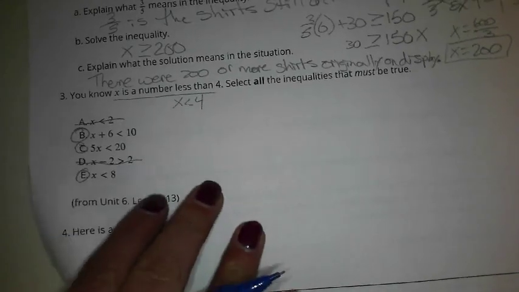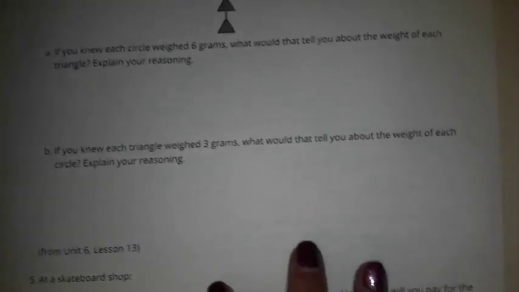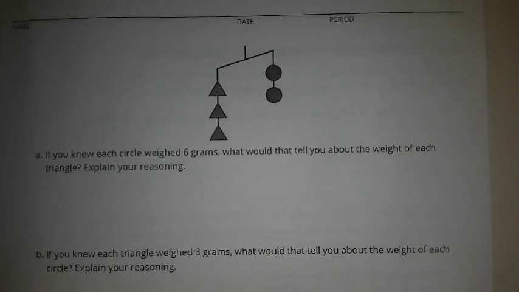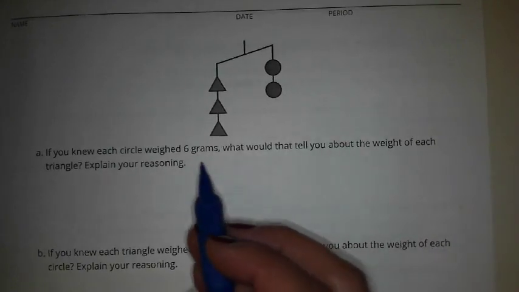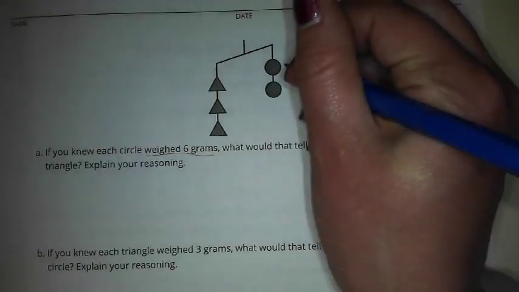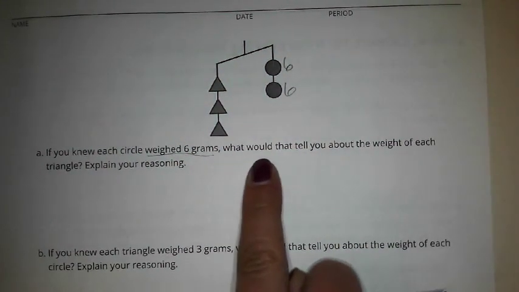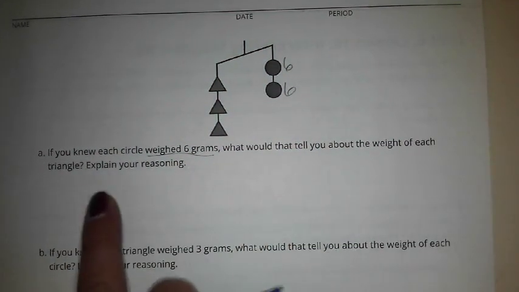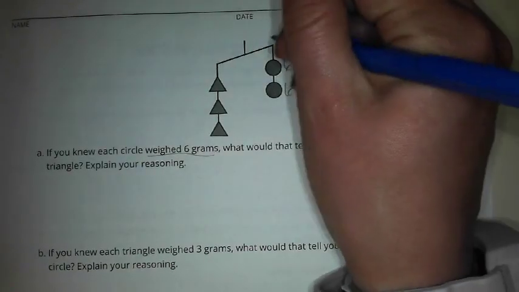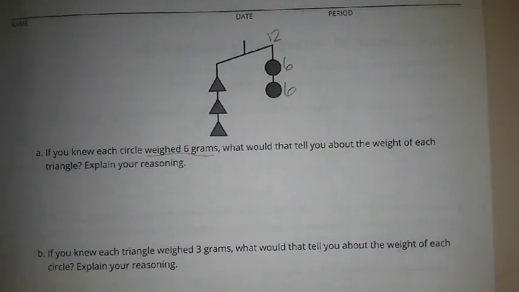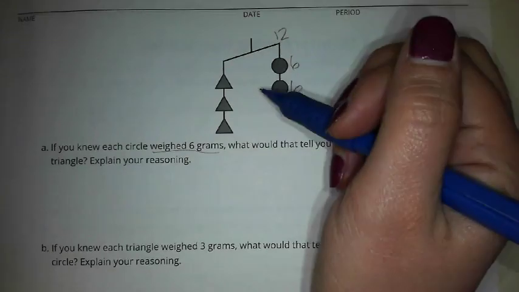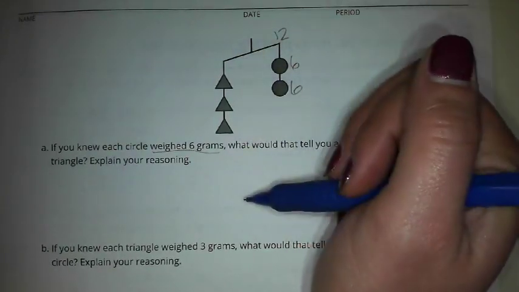Okay, 4. Here's an unbalanced hanger and it's on the back. If you knew each circle weighed 6 grams, so this is 6 and 6, what would that tell you about the weight of each triangle? So this total would be a weight of 12, and we can see that the other side is less than 12.